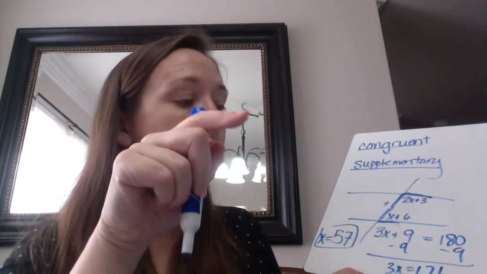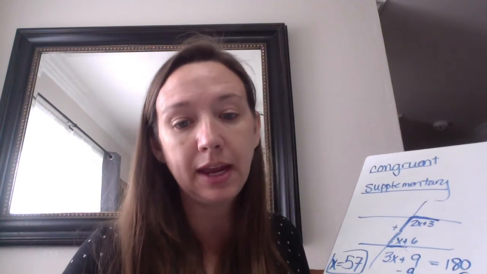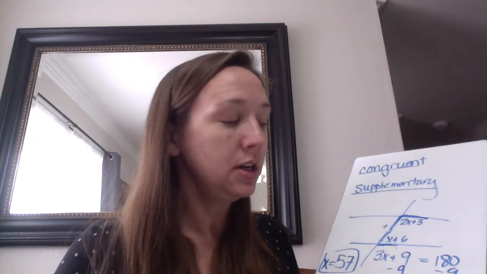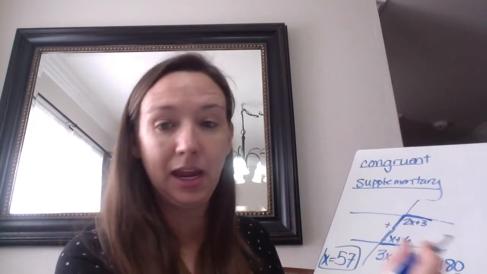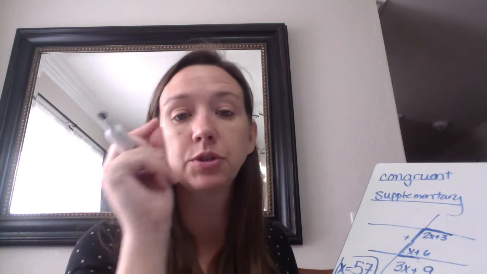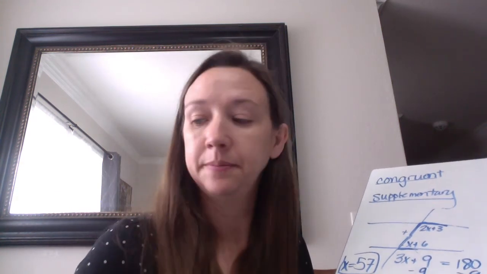I want you to try the next example. Ask yourself, are they equal, are they congruent, or are they supplementary? Will they add up to 180? And then write your equation, either writing these two things equal to each other or add them up and make it equal 180. Those are your two options. They're either equal to each other or they add up to 180. Try it with the last one.